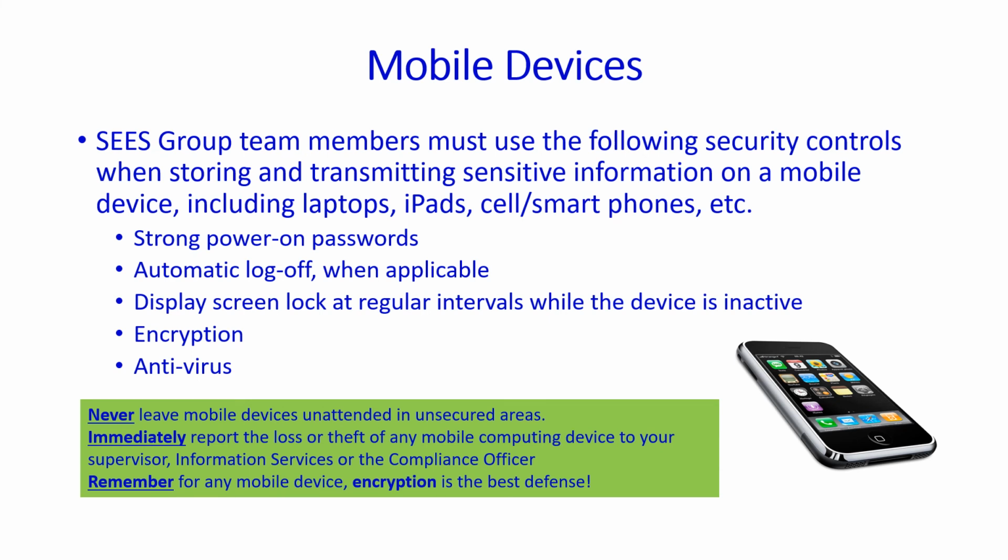Lastly, don't forget to log your device onto the C's Group network periodically so that antivirus software is kept up to date. Should your mobile device be lost or stolen, report the lost or stolen item immediately to Information Services or to the compliance officer. Remember that if the device is encrypted, loss of PHI and other confidential information will not occur, saving our company lots of time and money by avoiding a HIPAA breach.